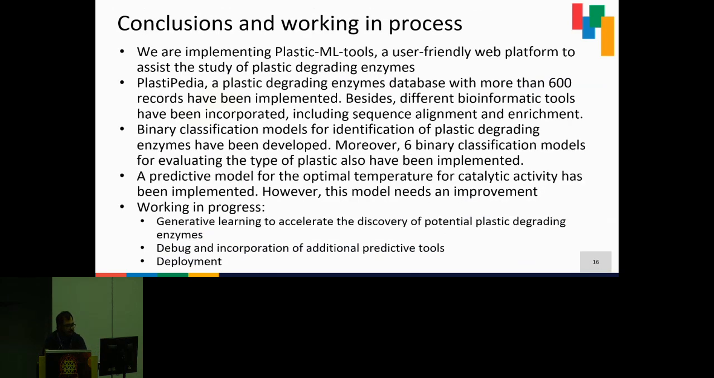Conclusions. We are implementing plastic methods right now, and we have finished our database with more than 1,600 records. We have developed six binary classification models for different types of plastic, and one binary classification model for optimal temperature. Currently, we are working on the predictive model of the optimal temperature, and obviously we need to improve it because the prediction of the optimal temperature is very complicated right now. Work in process also includes how to incorporate generative learning, the incorporation of additional predictive tools, and a future deployment during this year.